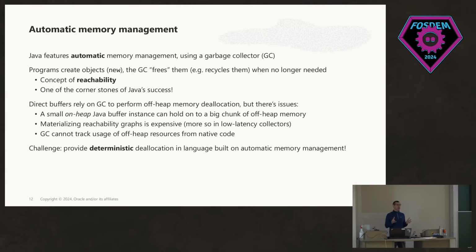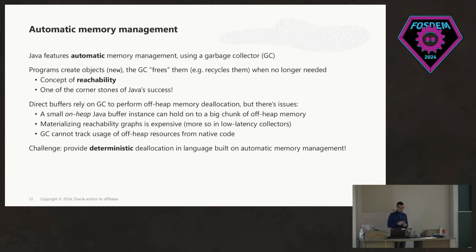The problem with this approach is that computing the reachability graph, so which objects are reachable at any given point in time, is a very expensive operation. And you can find that garbage collectors, especially the ones of the latest generation, the low latency garbage collectors, don't want to materialize the reachability graph as often. So if you try, for example, to allocate a lot of direct buffers using ZGC, you will see that there's a lot more time before the byte buffer is collected, compared to having something else where you can actually deterministically release the memory.